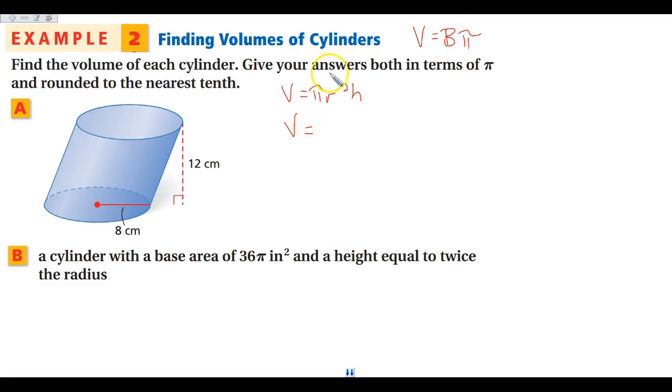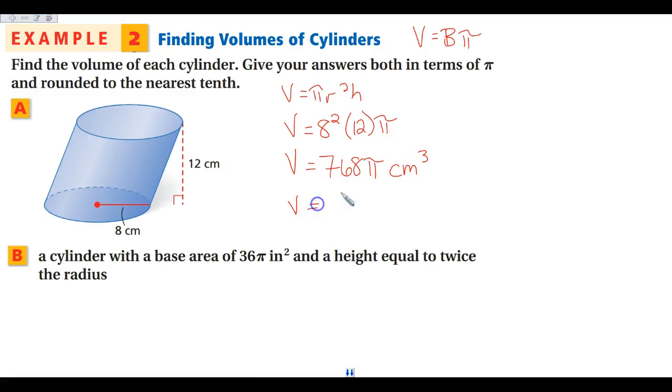So when I plug it in here, my cylinder is an oblique cylinder, but that doesn't matter. My radius is 8, so I'm going to square 8. I'm going to multiply that by my height, which is 12, and then multiply that by pi. So 8 squared is 64, and then we do 64 times 12 to get us 768 pi, and that is going to be centimeters cubed.